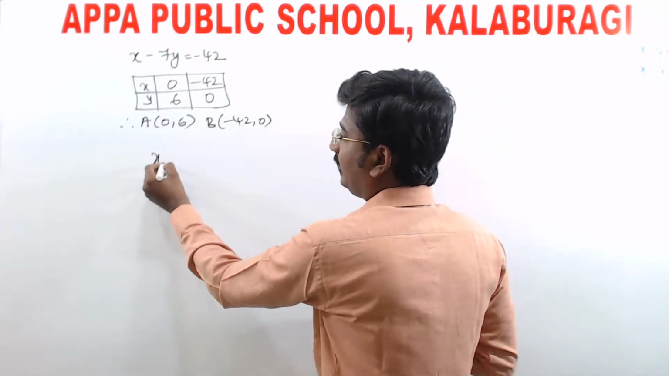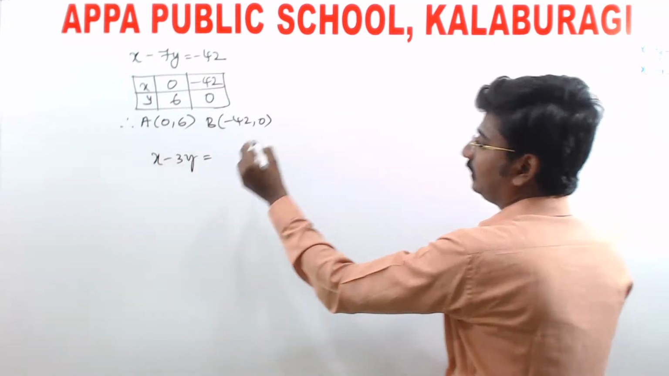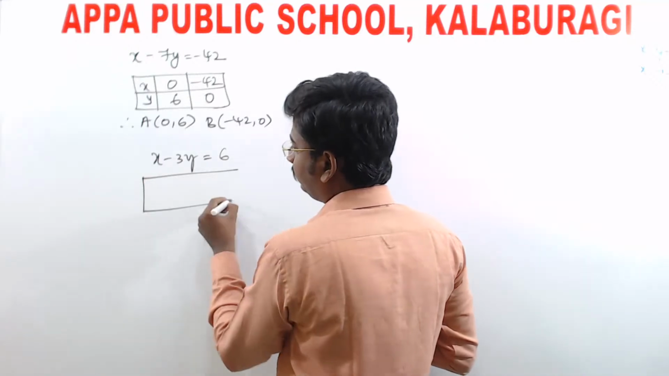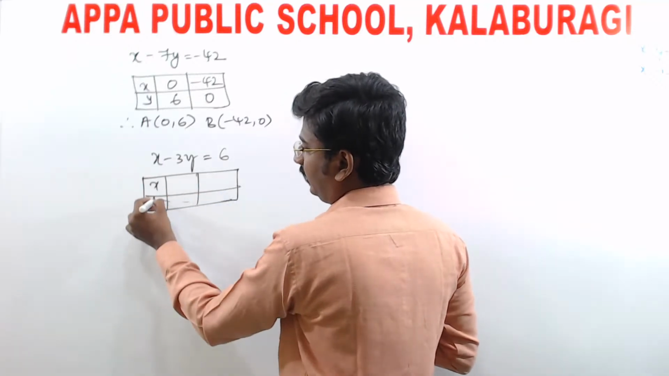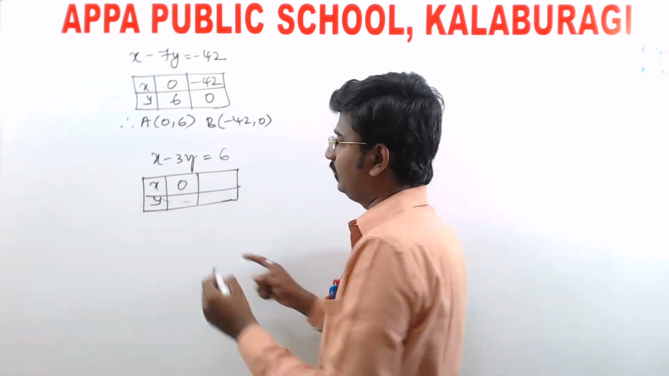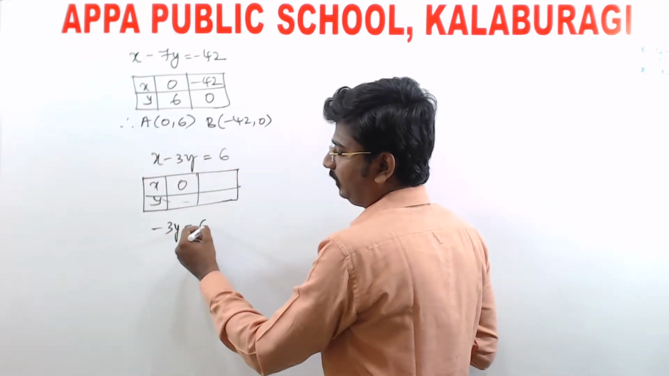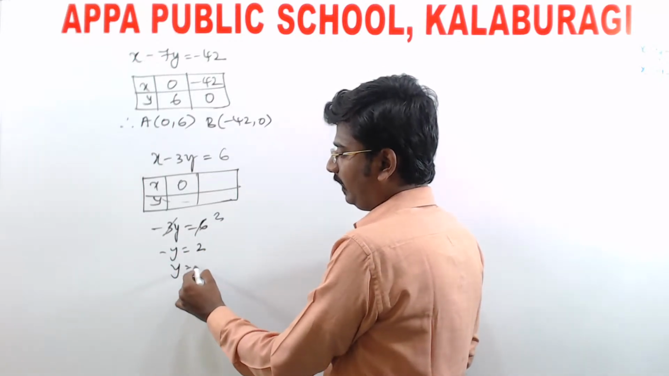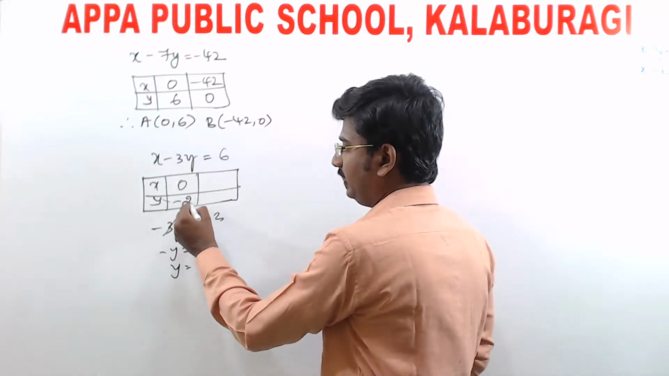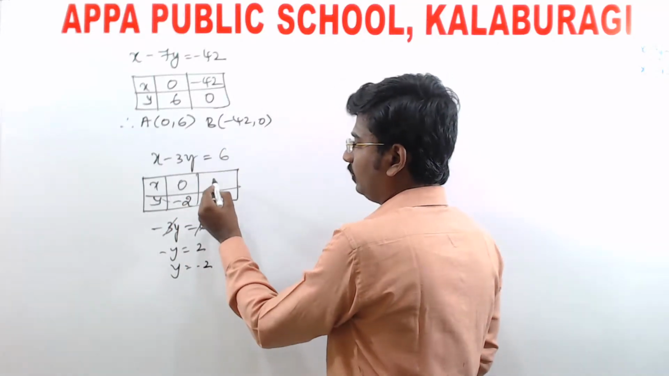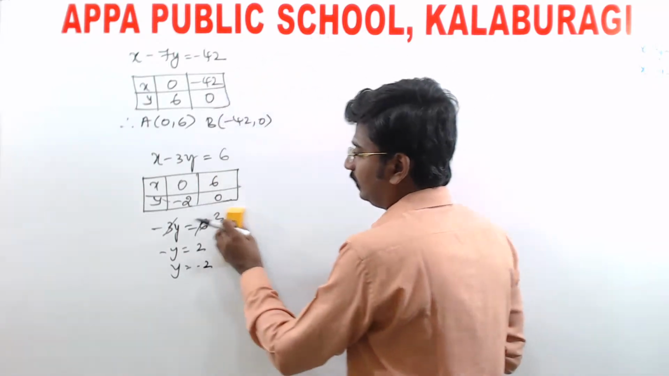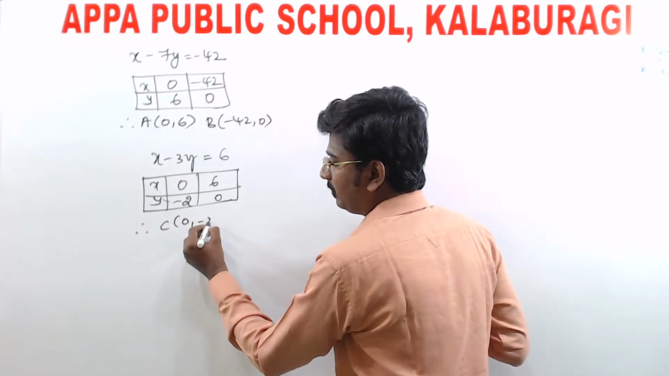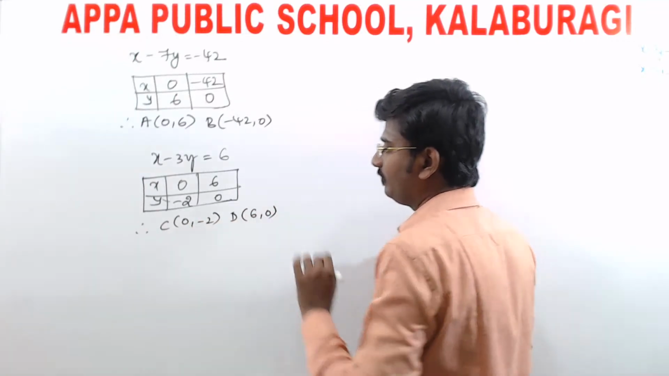Second equation was x minus 3y equal to 6, I guess. Yes, x minus 3y equal to 6. Again, table, x and y. When x is 0, minus 3y equal to 6, so minus y equal to 2. Value of y is minus 2. When y is 0, x value is 6. So now points C and D. Therefore, C is 0, comma minus 2. D is 6, comma 0.